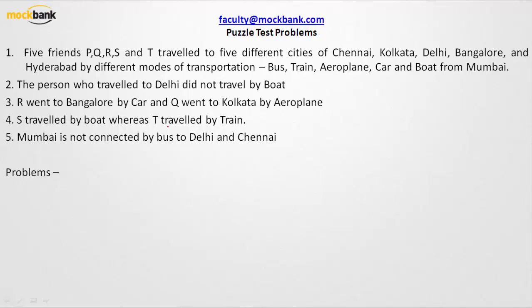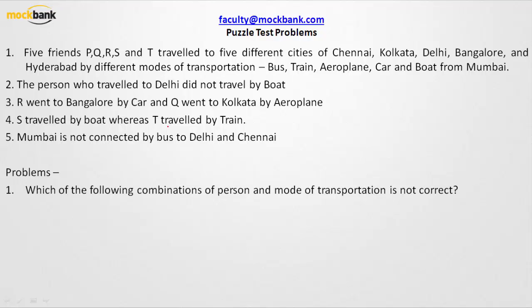Now, the kind of problems that could be asked in this particular puzzle test problem is: which of the following combinations of person and mode of transportation is not correct? You will be given five options and you will be required to solve the problem. Another type of problem that could come is: which of the following combinations is true for S? So you need to find out the mode of transportation for S and the city that he or she is traveling.